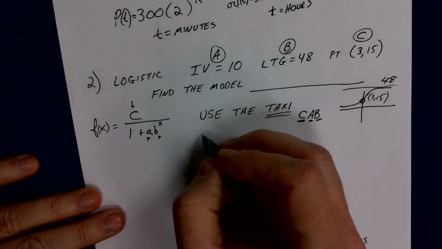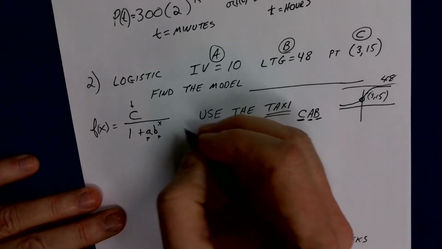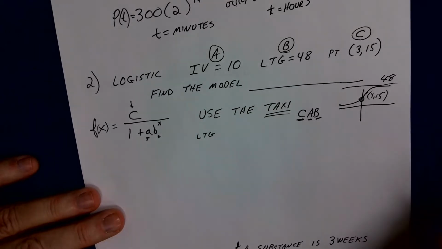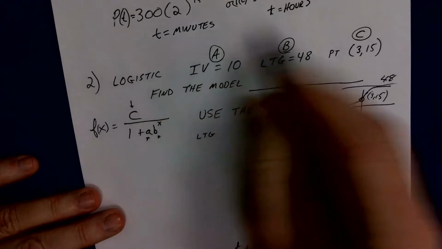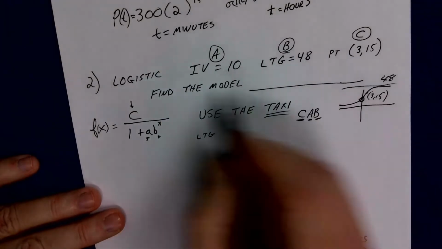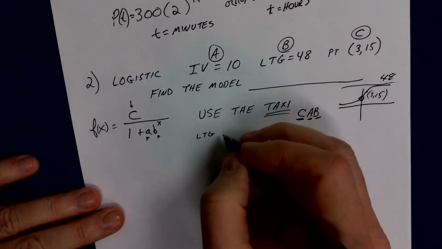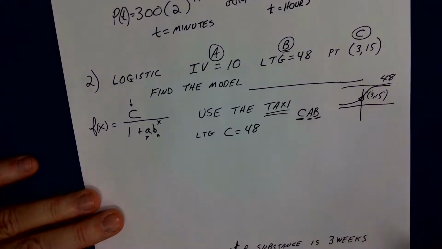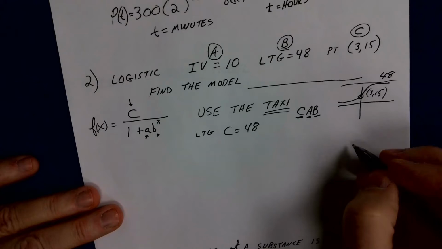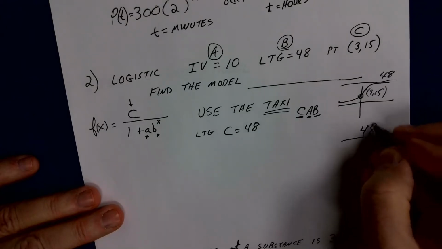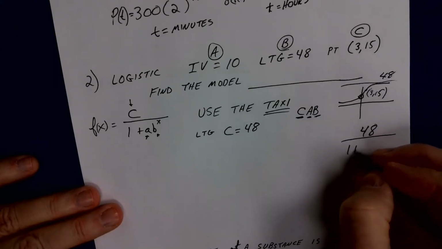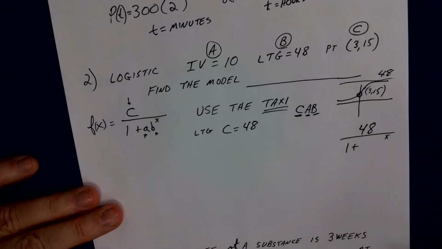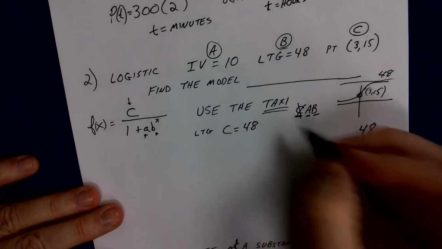The c, the top number, is our limit to growth. So if I have this equation, or this set of information, I know that my c is 48. Look at that, that's already done. I know my numerator. So if I write this over here, I got 48 in the top. I know it's 1 plus. I just got to find my a and my b, and I know it's raised to the x power. Okay, so I did my c, and I can cross that off.